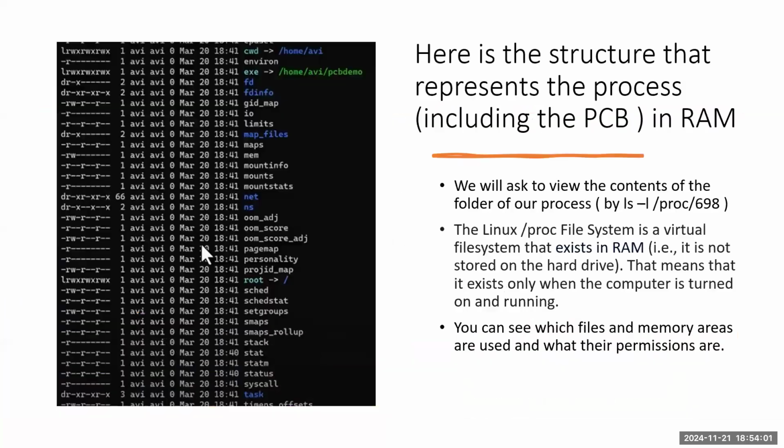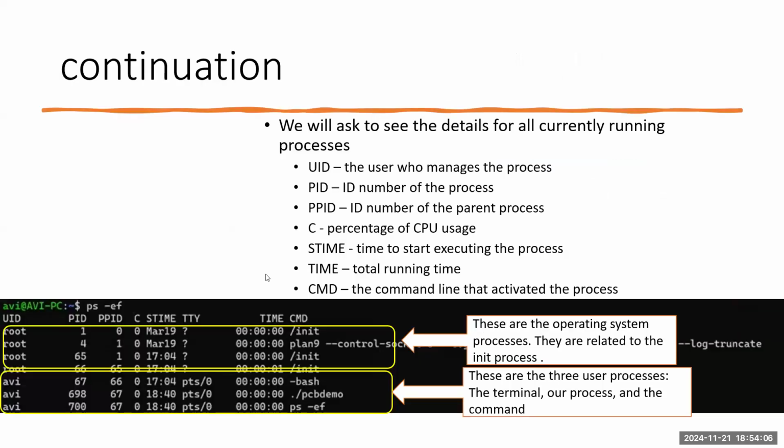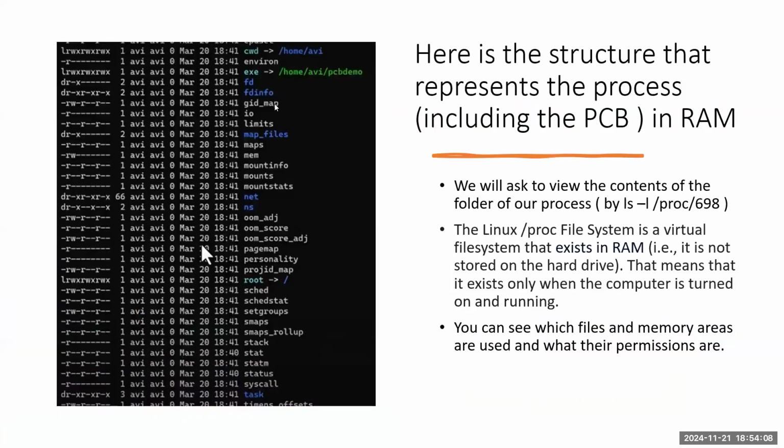Okay. And now this, it's a pity you can't see it really, but I believe what he did here, yeah, he did, he ran the command ls -l on 698. Remember, 698 is our process. So we ran that on this directory and we got this printout. And this printout is all the information that is relevant to our process. Look how much information you have on our process. Here's the structure that represents the process, including the PCB in RAM.